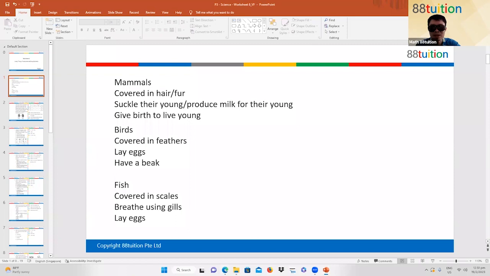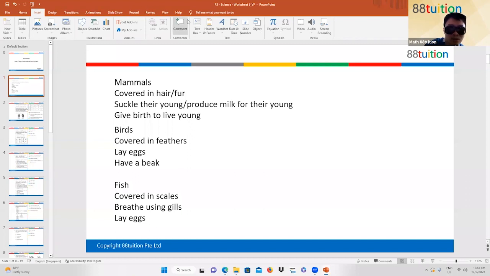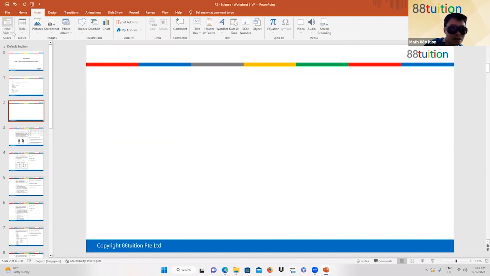Okay, see, amphibians are very unique animals. Look at the adult stage. Okay, the adult stage can live on land and in water. But then the young must live in water.